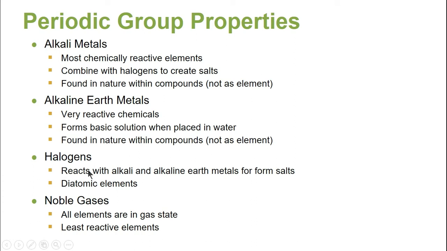The halogens are also pretty reactive. They react with alkali and alkaline earth metals to form salts. Also, the halogens are famous for being diatomic elements. We briefly talked about diatomic elements way at the beginning of the course when we were talking about different kinds of elements, that we had the molecular elements, which are the diatomic elements, and we have the monatomic elements.